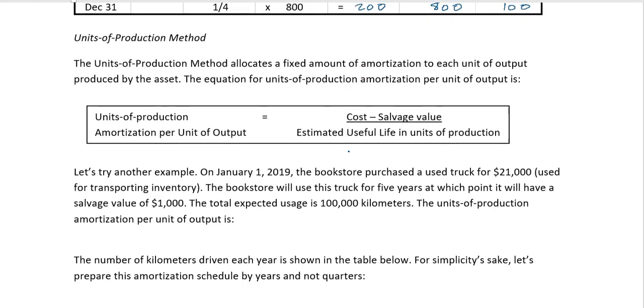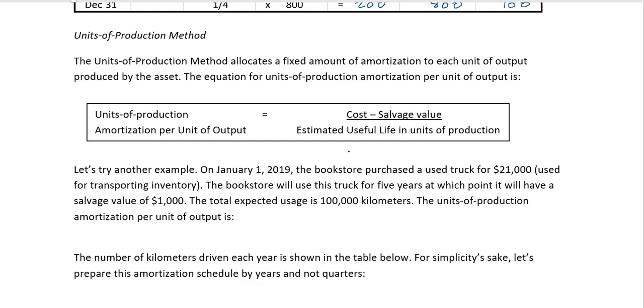Moving on to units of production. This method allocates a fixed amount of amortization to each unit of output produced by the asset. The equation for UOP amortization per unit of output is cost minus salvage value at the top, and the denominator is estimated useful life in units of production. So it's actually quite similar to straight line. You still have the same denominator.